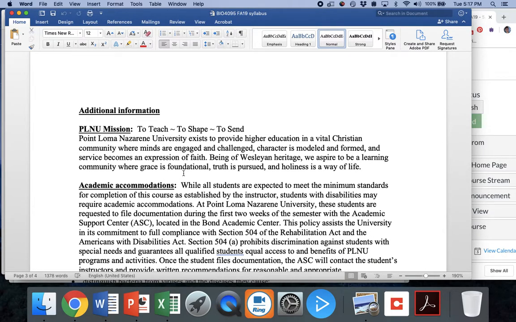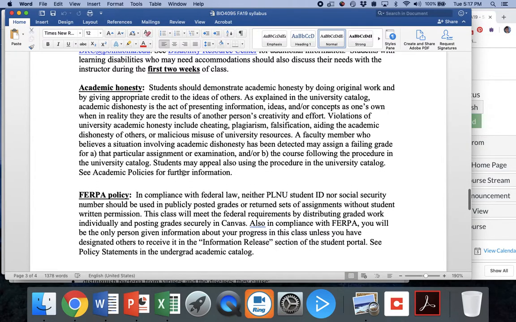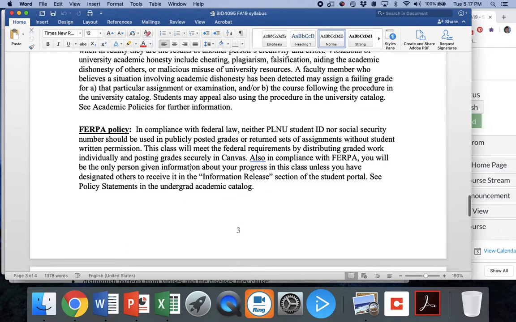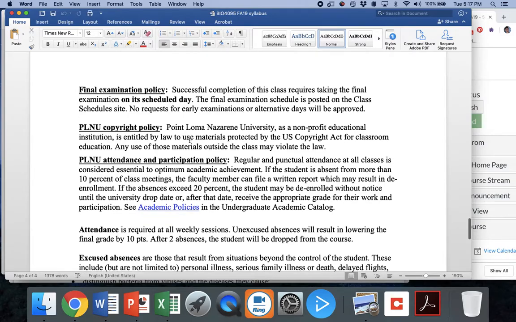You probably know our mission by now. If you need accommodations, by all means, ask for them. It's tough to cheat in this class, but hey, be honest no matter what. FERPA policy just says that I'm going to protect your private information at all costs. Final exams, you got to take it when we offer it. Copyright policy, it really means in this case 1 book per person, so you can't use the other person's book and just make photocopies. That breaks copyright policy.